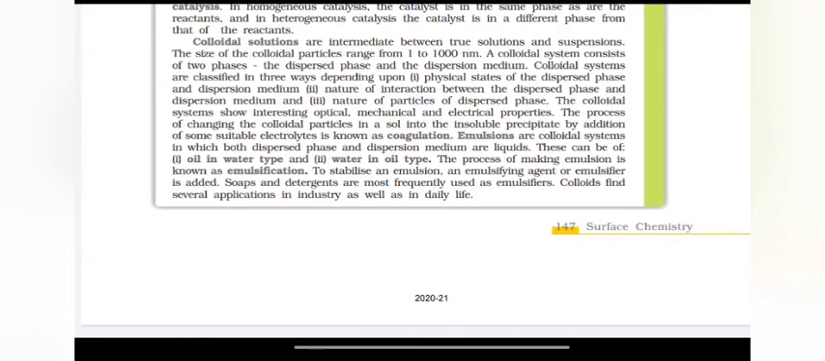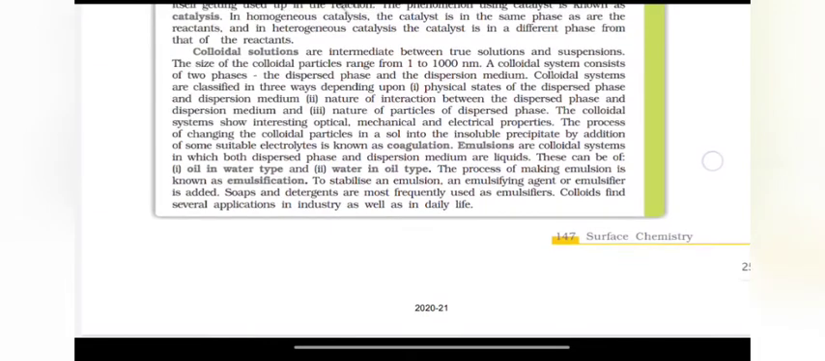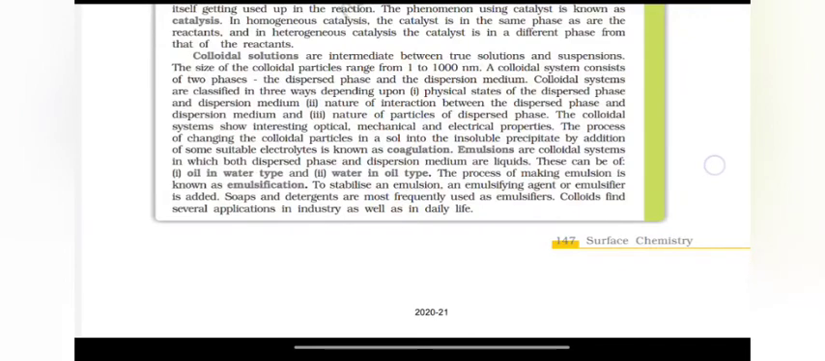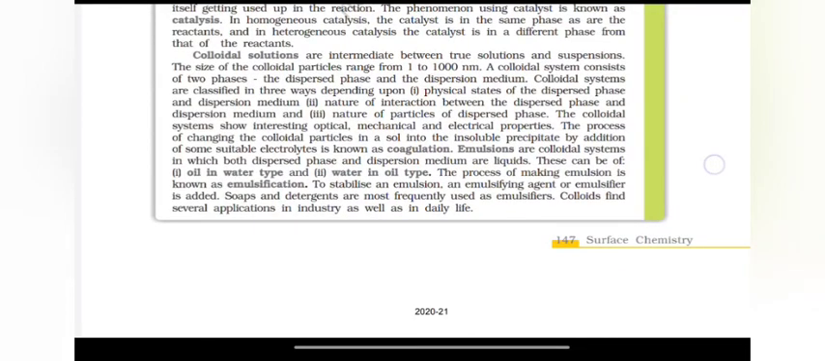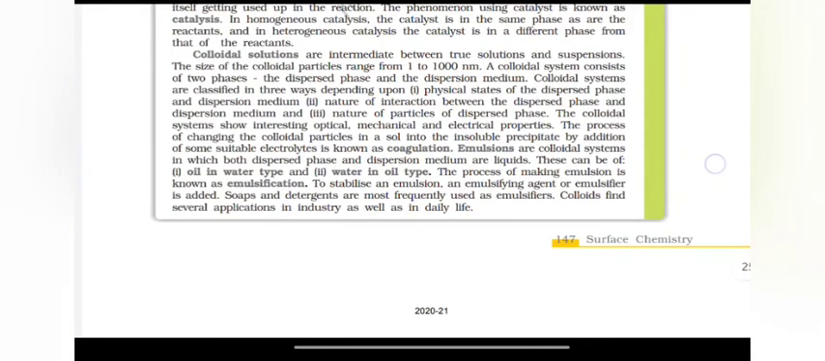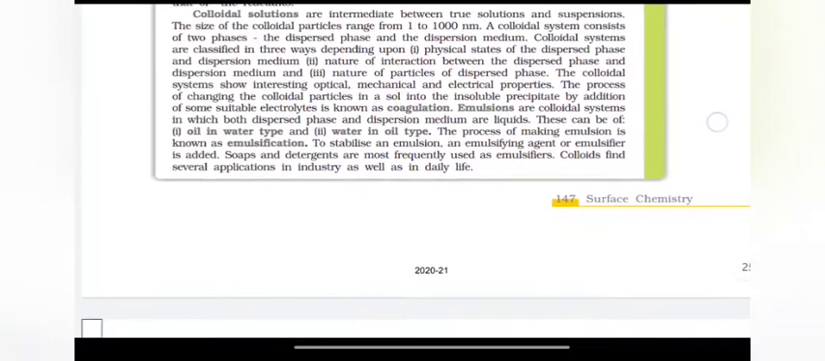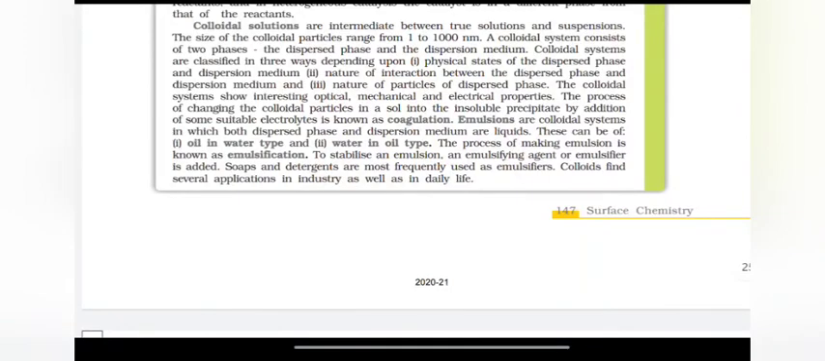The process of changing colloidal particles into insoluble precipitate by addition of some suitable electrolyte is known as coagulation. Emulsions are colloidal systems in which both disperse phase and dispersion medium are liquids. They can be of oil in water type and water in oil type. The process of making emulsion is known as emulsification. To stabilize an emulsion, an emulsifying agent or emulsifier is added. Soaps and detergents are most frequently used as emulsifiers. Colloids find several applications in industry as well as in daily life.